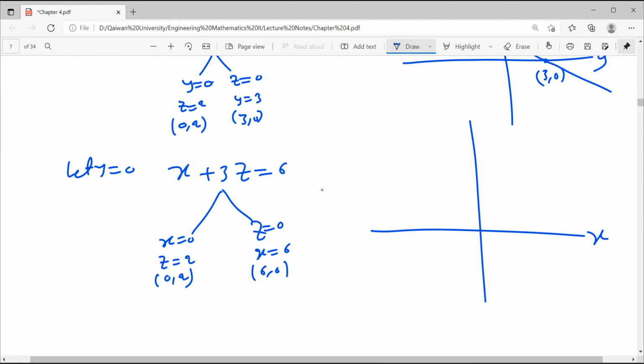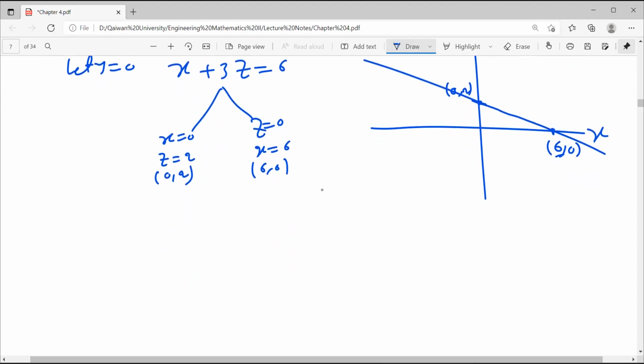This is x and this is z. This is 6 and 0, and this is 0 and 2. We join these 2 points, then we expand it. This is the graph in the case of y to be 0. And we let z to be 0.